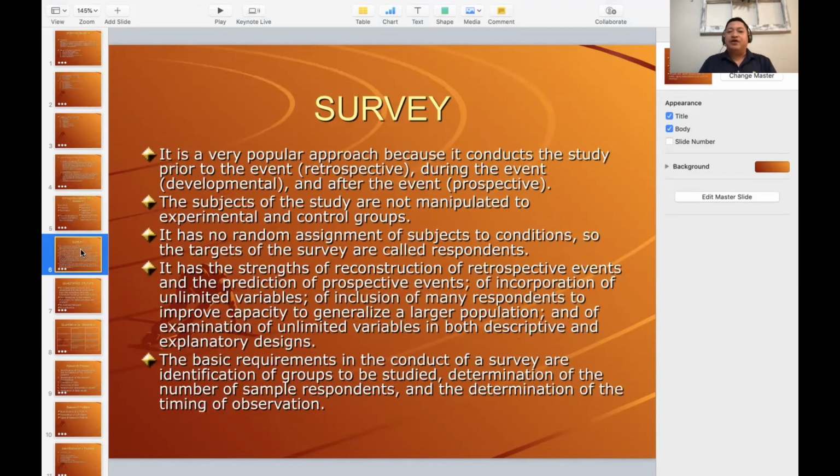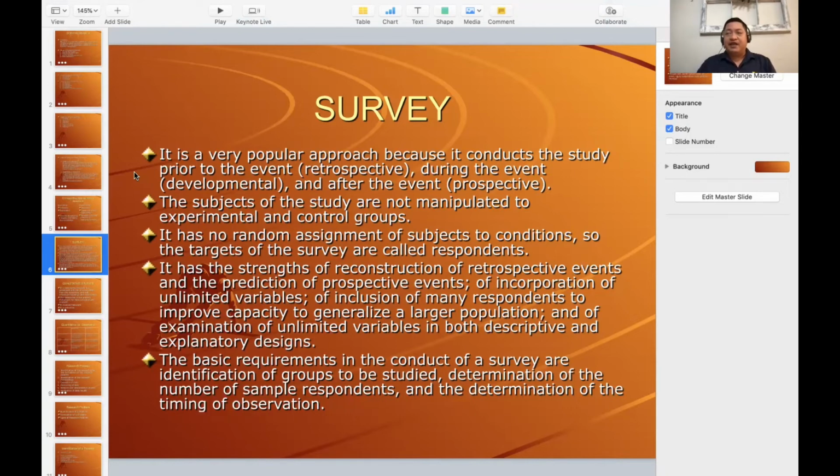So this is a popular method in research, survey, that I recommend beginners of research to use, a survey questionnaire. It is a very popular approach because it conducts the study prior to the event or retrospective, during the event, developmental, and after the event, prospective. Okay. So you can do a pre-survey. For example, who will you vote for in the coming elections? That is a pre-survey. Or there's also a who did you vote for? After the elections, you will make an exit survey.